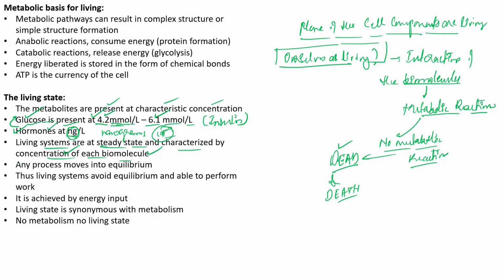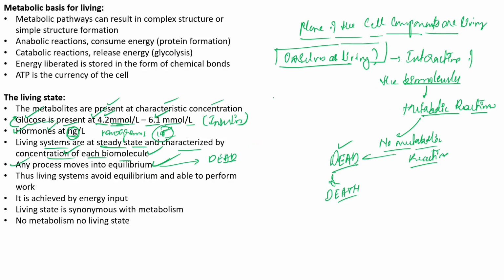Hence any process that moves toward what we call equilibrium. We have discussed osmosis, right? What is the definition of osmosis? Movement of water molecules from a region of higher concentration to a region of lower concentration until equilibrium is attained. After equilibrium is attained, will there be exchange of water molecules between the two systems? No, right? Hence any system that reaches equilibrium, we can say it is dead. So we can say that living systems avoid attaining equilibrium.